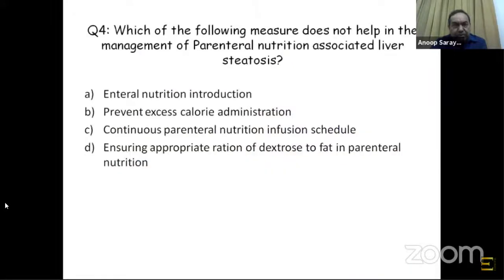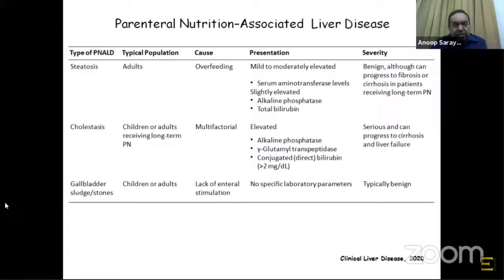Now coming to what are the parenteral nutrition associated liver diseases? We see steatosis, cholestasis, and gallbladder sludge and stone. Steatosis is seen only in adults due to overfeeding, and presentation is mild to moderately elevated enzymes. This is a benign condition.